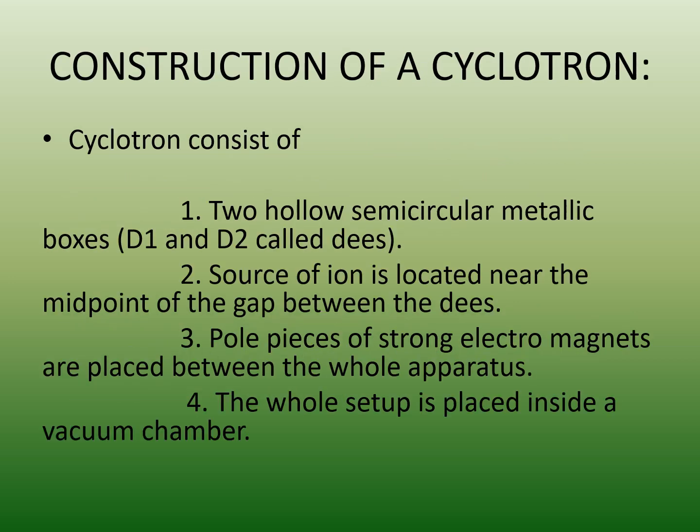Construction of a cyclotron. A cyclotron consists of two hollow semicircular metallic boxes, D1 and D2, called Ds. Second, the source of ions is located near the midpoint of the gap between the Ds. Third, the pole pieces of strong electromagnets are placed around the whole apparatus. Fourth, the whole setup is placed inside a vacuum chamber.